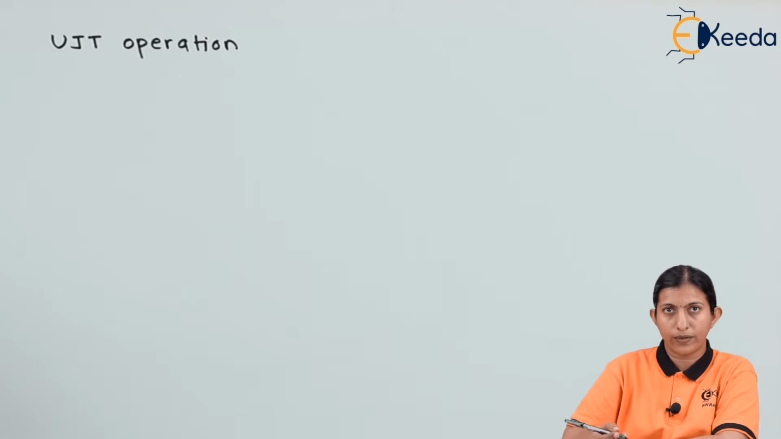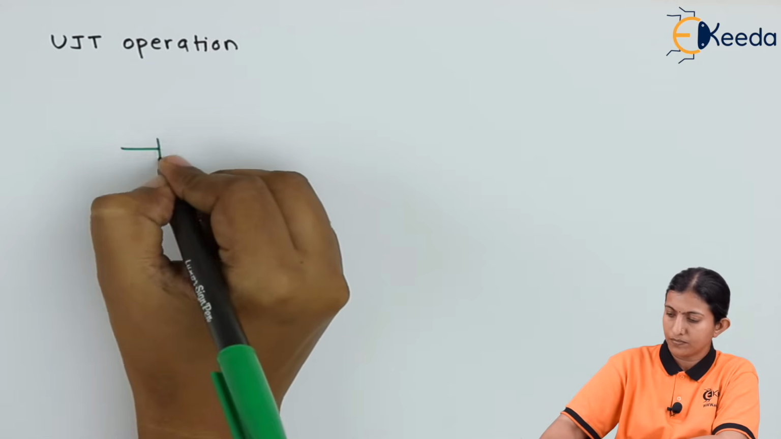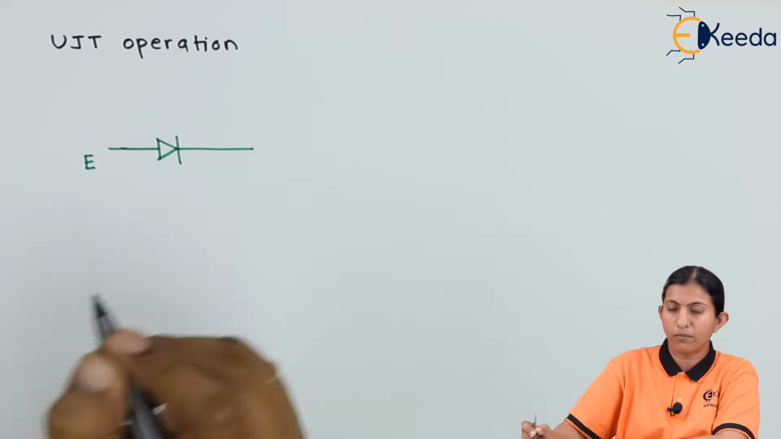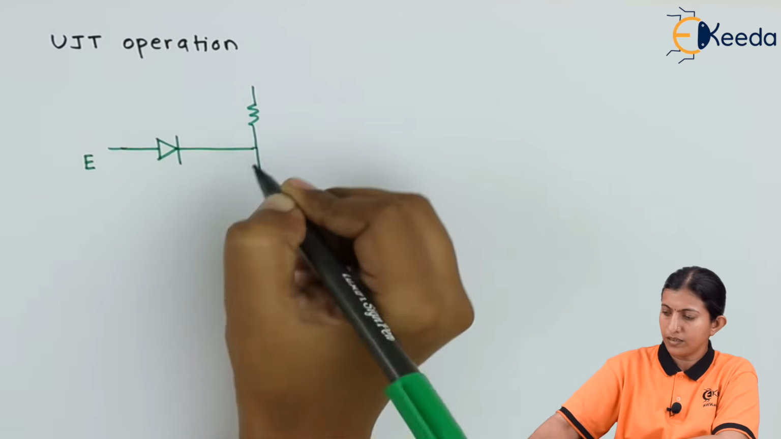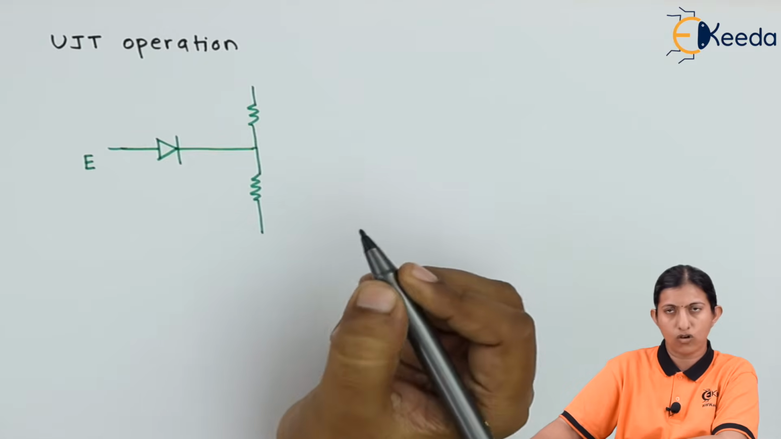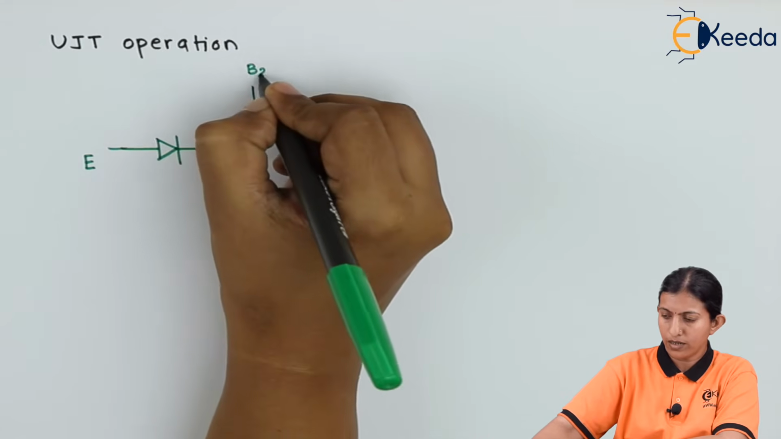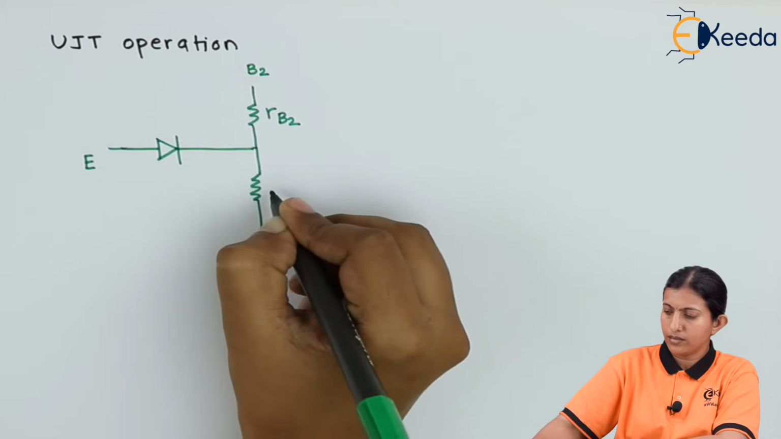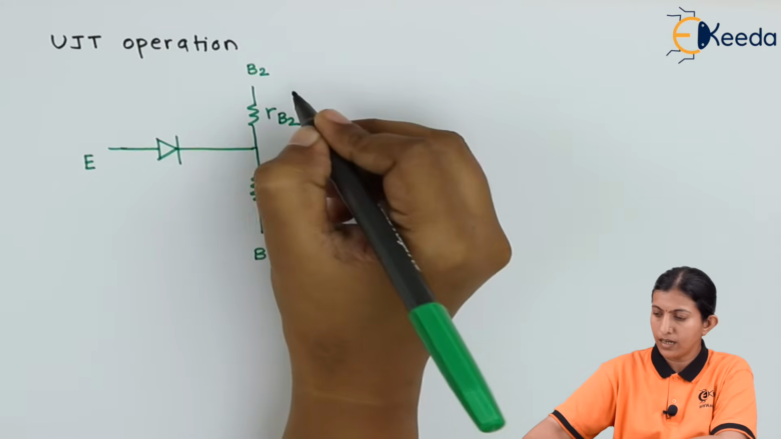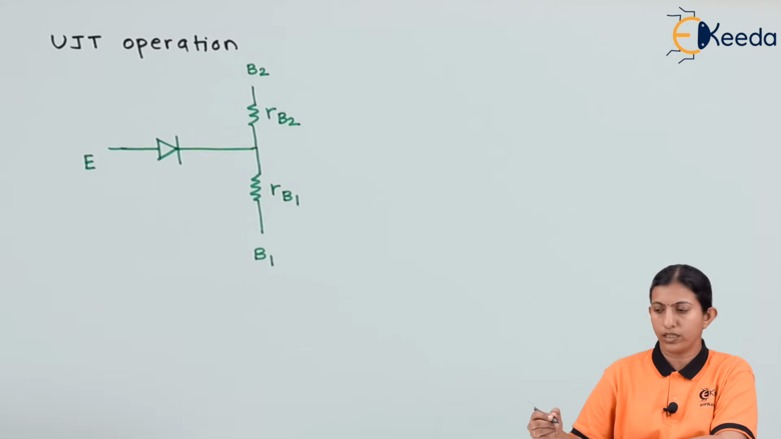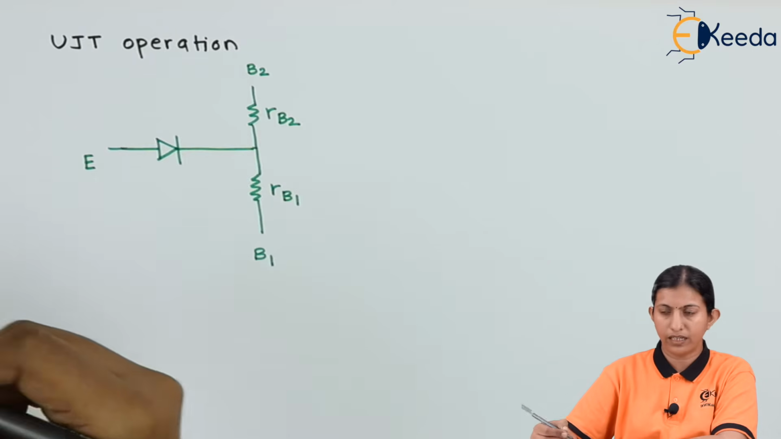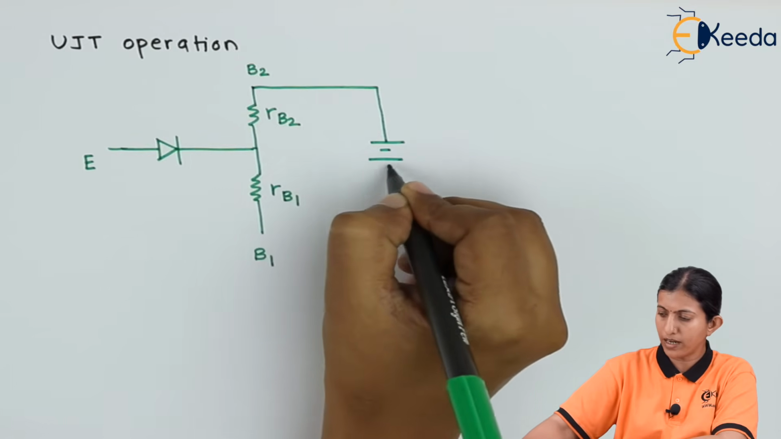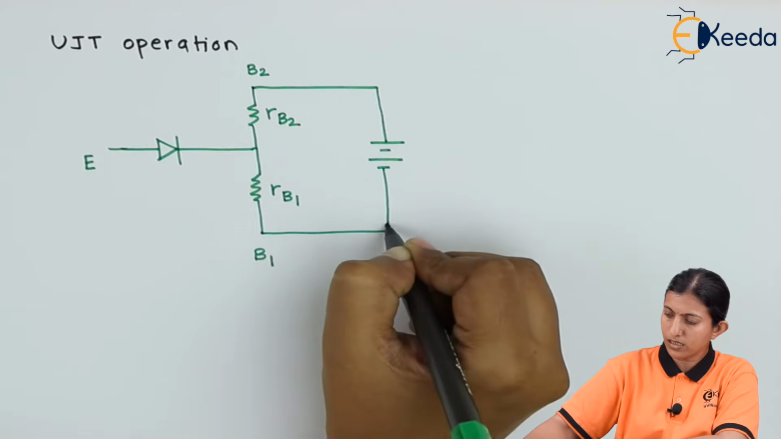that is, how the UJT operates. This is the PN junction diode. This is the emitter terminal. These are the internal resistors of the UJT between base 2 and base 1. This resistor is RB2, this resistor is RB1, and now we will provide the supply voltage to the base region as well as the emitter region. So we connect one power supply between the two base terminals, base 2 and base 1, and that supply voltage is VBB.